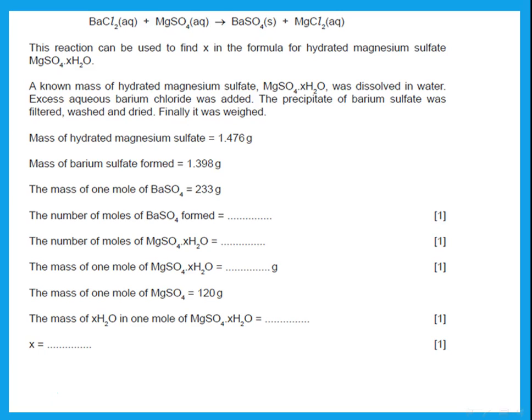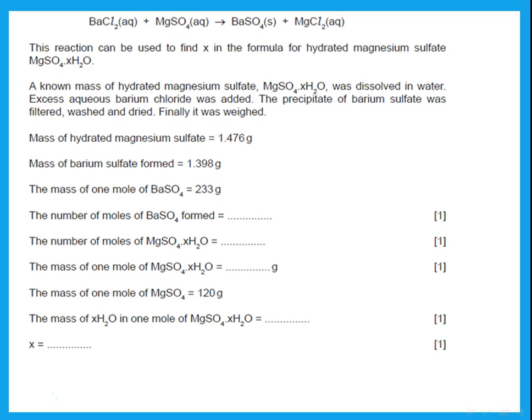So the idea is I have information about the barium sulfate formed. I can get the number of moles of barium sulfate. Based on that, I can determine the number of moles of the magnesium sulfate. And from that, I can calculate the molecular mass of MgSO4·xH2O. Do you understand what we're doing? We're trying to get the molecular mass of MgSO4·xH2O. Since I don't know what X is, I cannot sit down and calculate the molecular mass of MgSO4·xH2O. So we're going to do it this way.